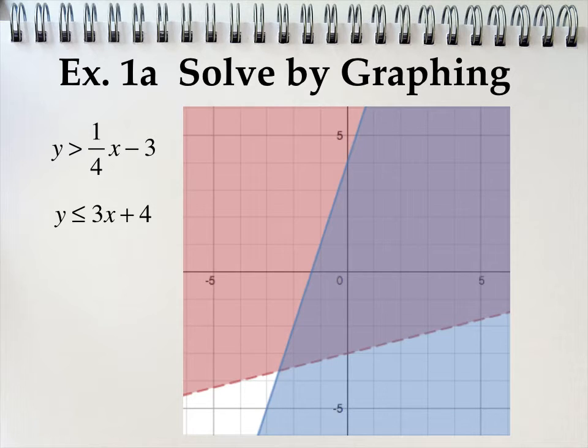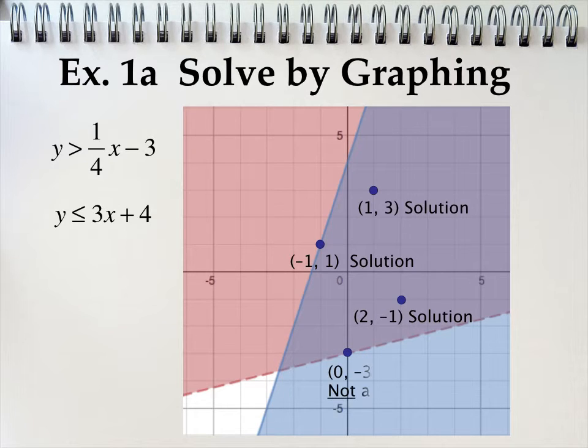Now the purple region, which is the overlap of the two regions, that's the solution to this system of inequality. Any ordered pair that lies in this region is a solution. -1, 1 is a solution because it's on a solid boundary line. But this point, which is 0, -3, it's not a solution because it's on a dotted boundary line. For an ordered pair to be a solution, it has to satisfy both inequalities.